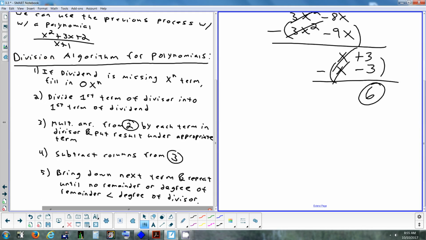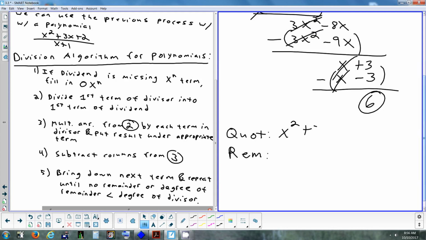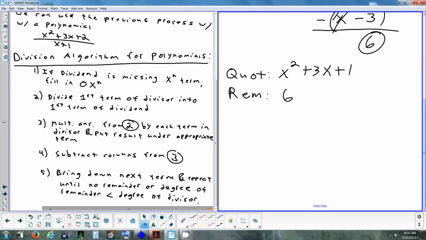Okay, so there's a couple ways you can write this. You could write quotient and remainder separate like that. So quotient is x squared plus 3x plus 1. Remainder, 6. That's one way to write it. Or another way you can write it, you've probably seen this idea when you did numbers back in elementary school.